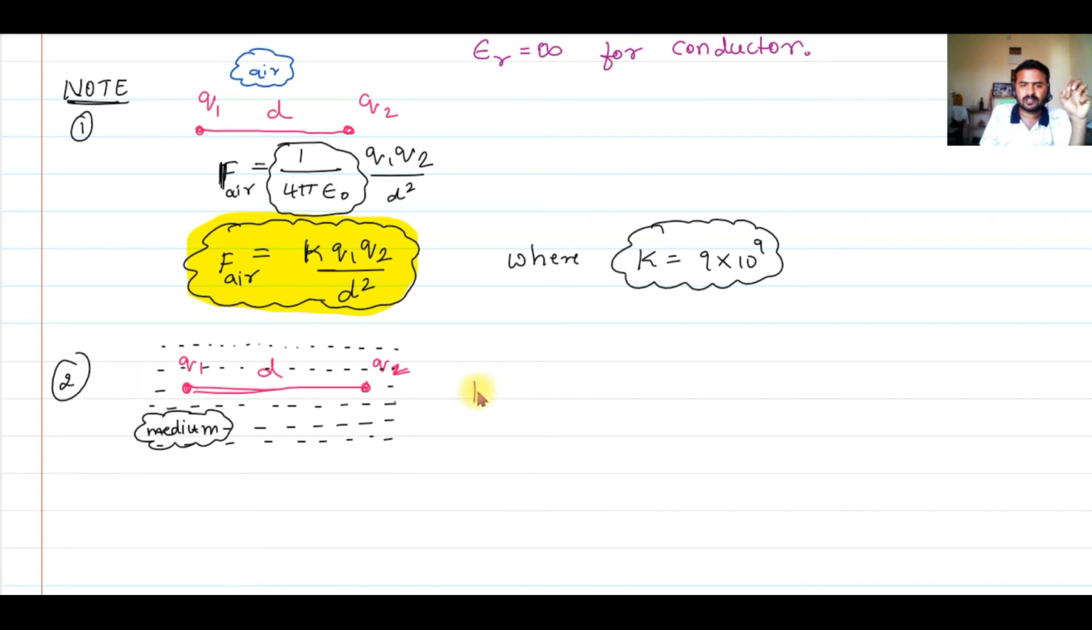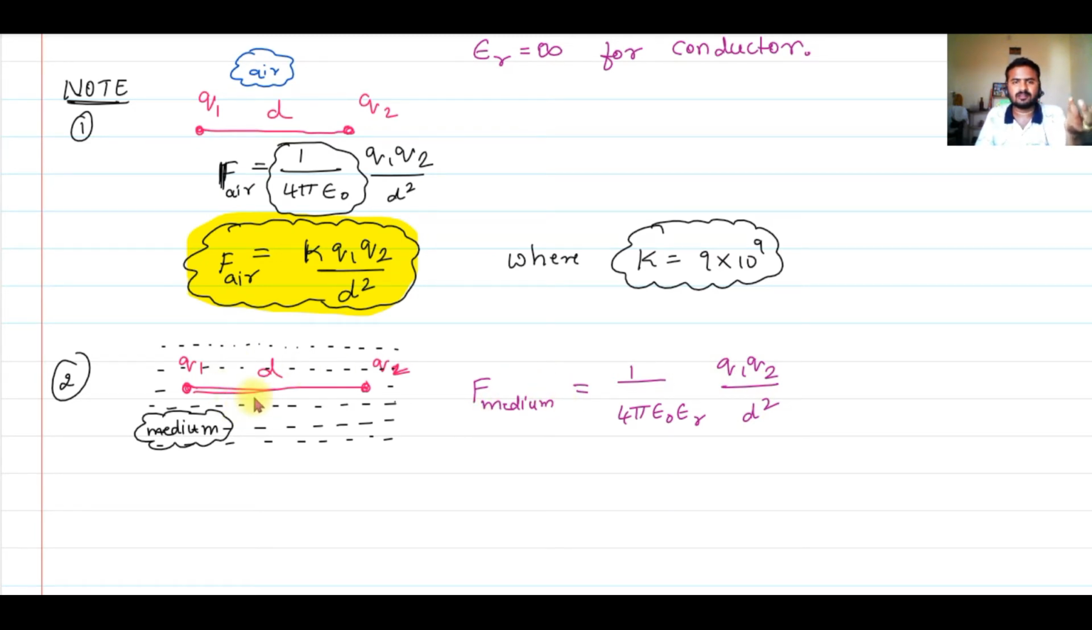Force between two charges when you keep them in a medium, F medium, is 1 divided by 4 pi epsilon naught. Epsilon r also you should write because it is some other medium, it is not air medium. If it is air, epsilon r value is 1, right? So 1 by 4 pi epsilon naught epsilon r q1 q2 divided by d square. So that will be the force between these two charges.